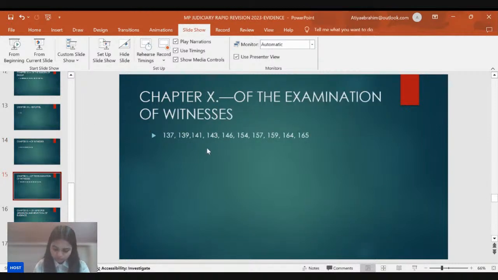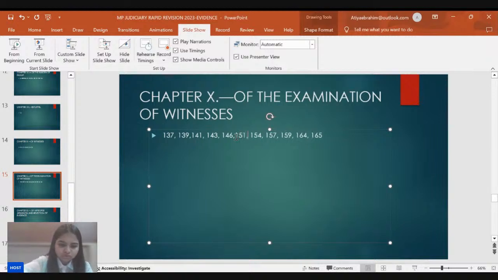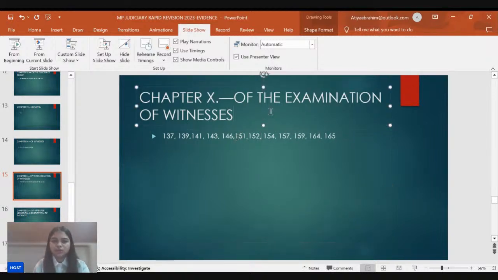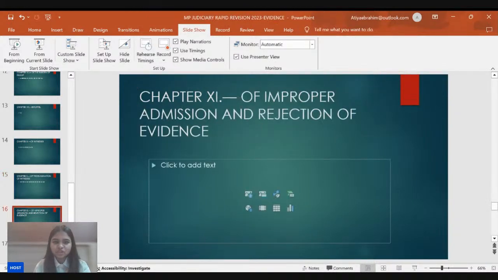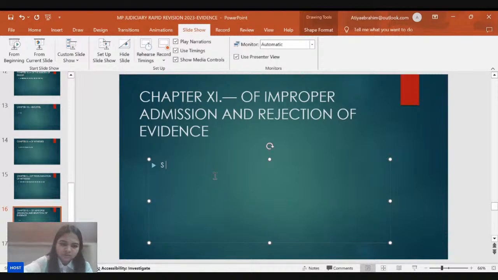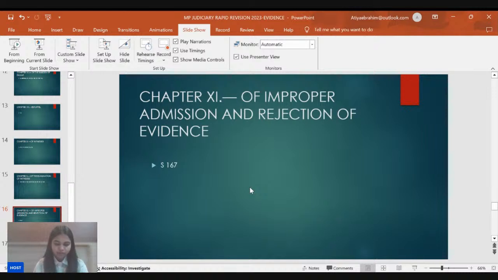Okay, 143. Then 146, 154. Write 151 and 152 also, right? 151, 152, 154, 157, 159, 164 and 165, right? 164 and 165. And the last chapter, chapter 11, is of improper admission and rejection of evidence. That is only section 167. So you just go through this section. That's it, right? This is chapter 11.